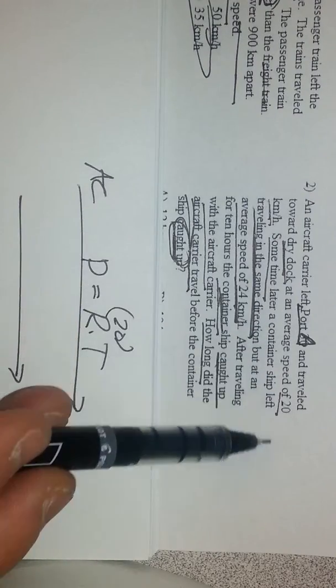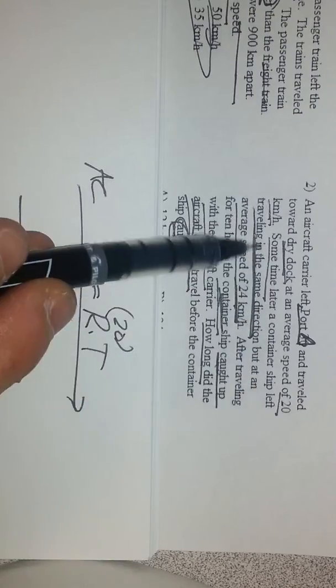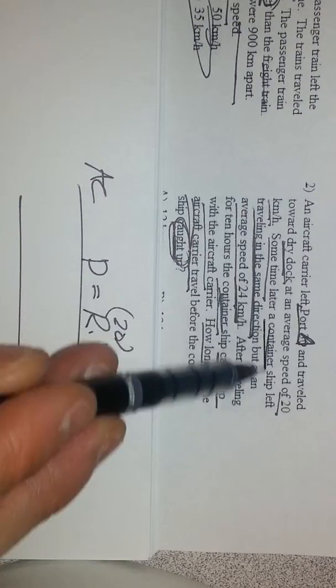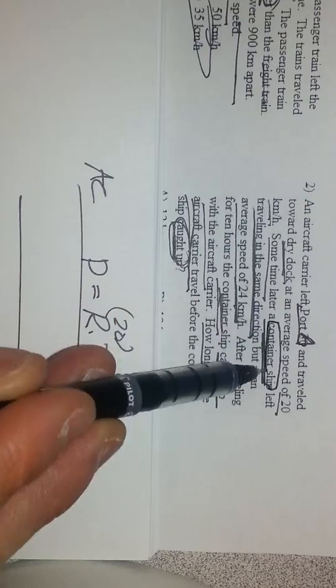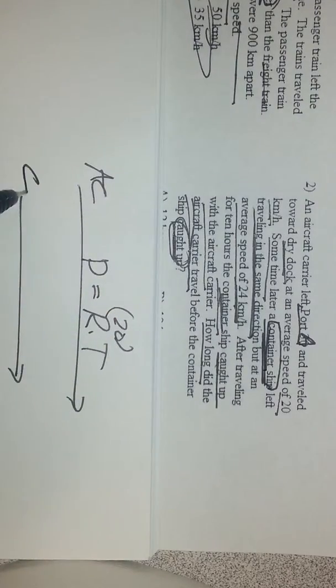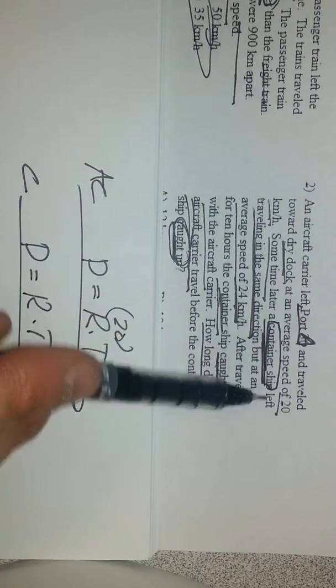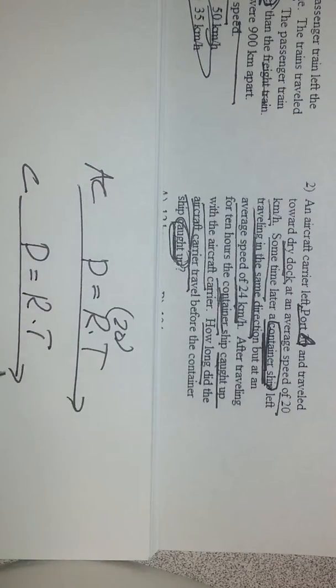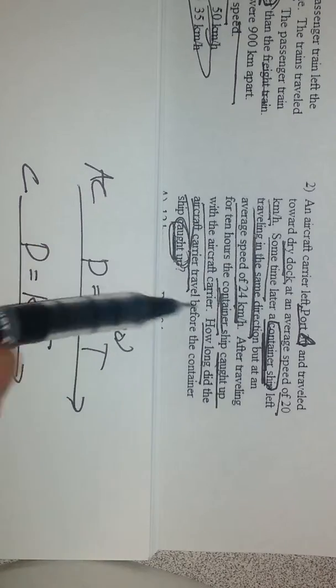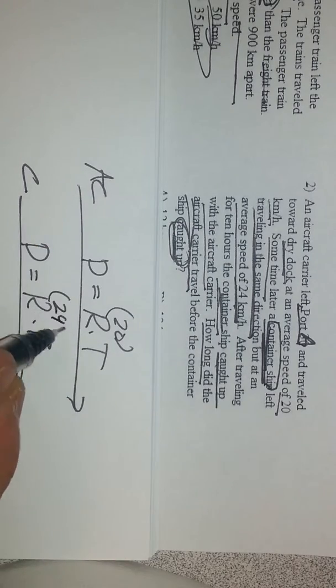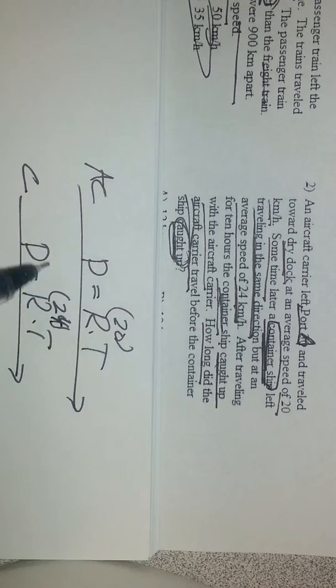And then sometime later, I don't know how much longer, but a container ship, so that's the next thing that's leaving, right? So that's going to be here. That's my container ship, and he has his own distance and some rate and some time. He left traveling in the same direction, so they're both going the same way, but he's going a little faster, which makes sense because if he was going slower, there's no way he could catch up if he left after the aircraft carrier.